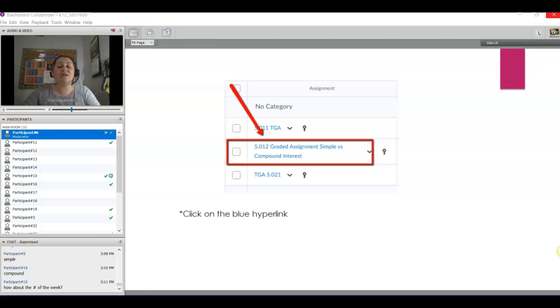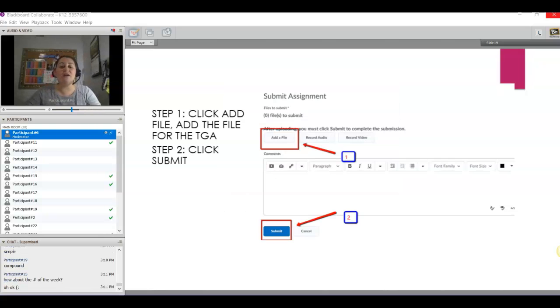So when you do that, go ahead and click on that. When you get in there, you'll see this submittal section here. You're going to add your file, your Word document file. And then you're going to add maybe a little note, if you want to. And then when you're finished there, you're going to click submit. You have now turned in your second TGA. We only have 1 more to go, so that would be it.